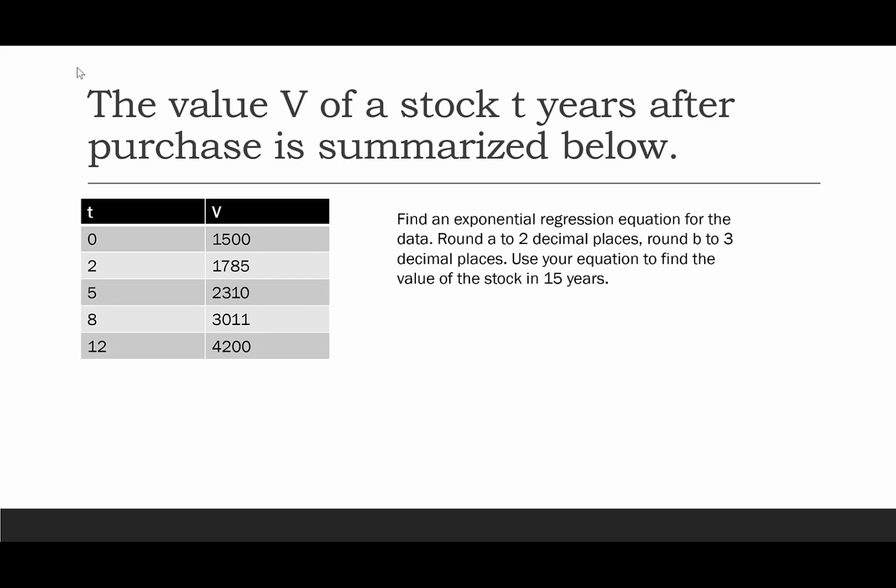The value V of a stock 2 years after purchase is summarized below. At time 0, it was worth $1,500. In 2 years, it was worth $1,785. In 5 years, $2,310. In 8 years, $3,011. And in 12 years, $4,200. We want to find an exponential regression equation for the data. When we find it, we are going to round A to 2 decimal places. We're going to round B to 3 decimal places. Then we'll use our formula to find the value of the stock in 15 years.